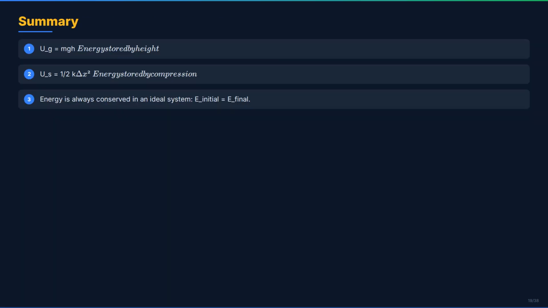We covered a lot of ground today, moving from the simple height formula to the complex spring formula, and finally uniting them all under the umbrella of energy conservation. Remember the main idea. Energy is simply transferred. It's not created or destroyed. It just changes its form, from the potential energy of a high point to the kinetic energy of a fast object. You are now equipped to analyze energy in almost any physical system.